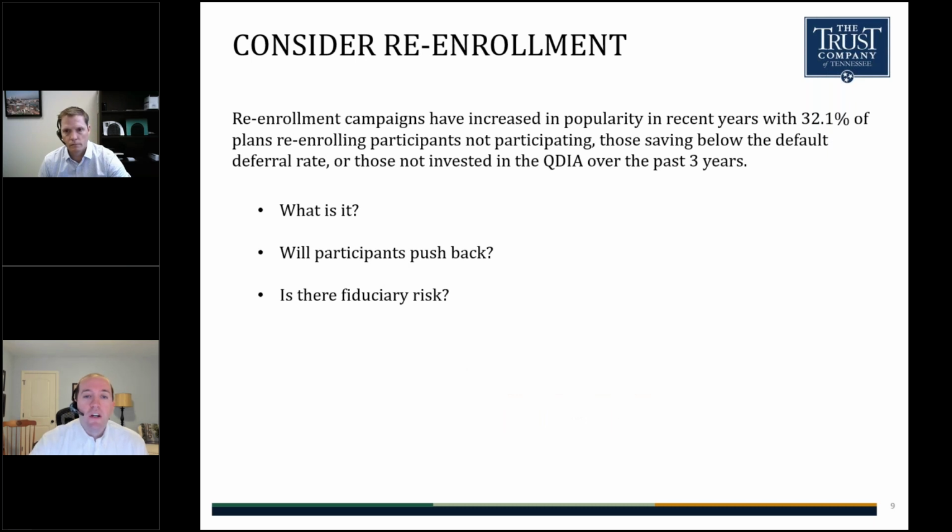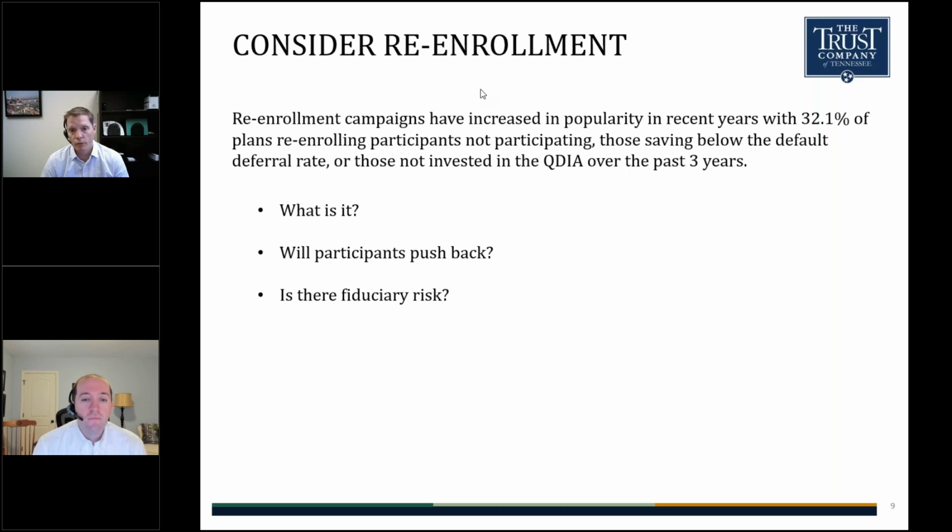Why don't we talk about some other features? Kevin, what exactly is a re-enrollment? So a re-enrollment campaign is something that a plan sponsor can consider if your plan's already in action and they adopt auto enrollment or auto escalation. A re-enrollment can take anybody who's not currently participating, up to the full auto enrollment, and actually puts them back into the plan.